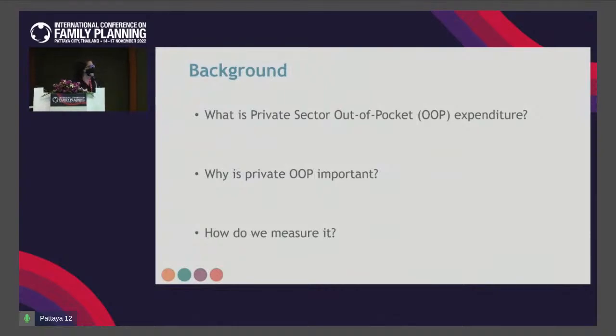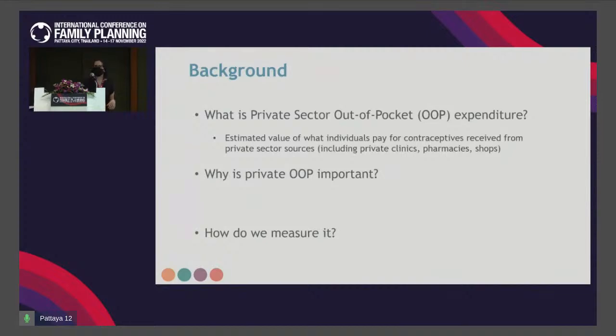Before I jump into results, I just wanted to start us off with a couple of background questions to ground us. First, in this context, when we say out-of-pocket expenditures, what are we talking about? What we're really talking about is the estimated value of what individuals are paying when they receive contraceptives from private sector sources. So this includes private clinics, pharmacies, and shops. I will make a note that we know that in some instances there are public sector user fees, whether official or unofficial, and this work is not capturing that public sector out-of-pocket contribution, but really just looking at what is spent within the private sector.